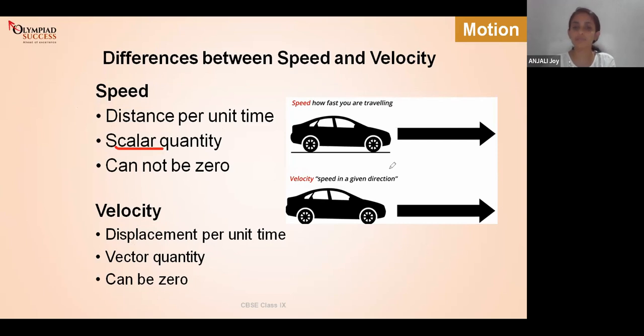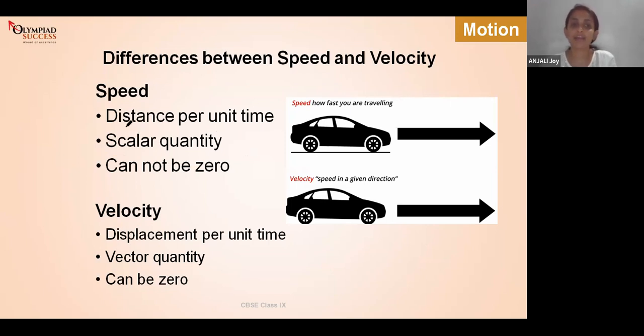So what is speed? If speed is distance upon time, it is a scalar quantity. Scalar means what? Scalar means having only magnitude. Yes, very good, Patricia. So what is your speed? Your speed is 40 meter per second or 20 kilometer per hour. Scalar, having only magnitude.